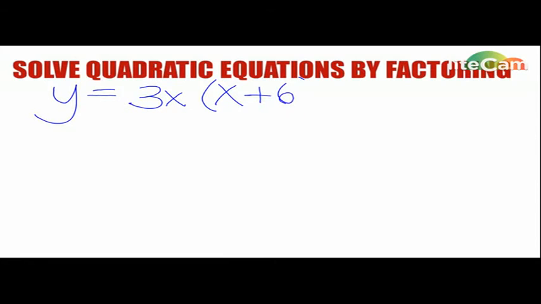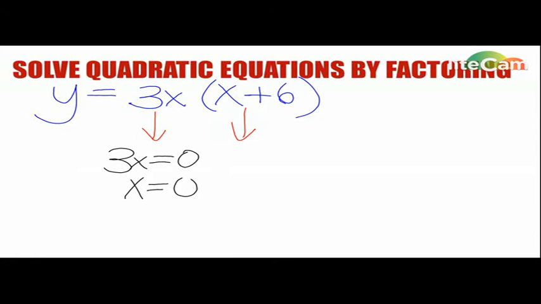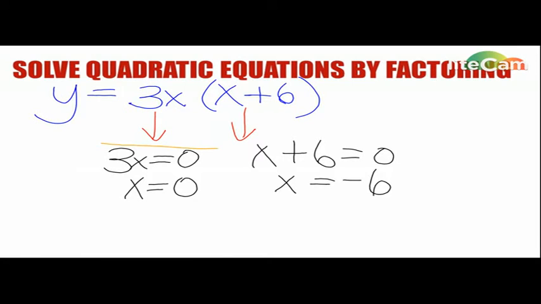Okay, we're going to do this one again because I want you to see it where it equals 0 again. So 3x equals 0, because if you divide by 3, you're still going to get 0. And x plus 6, again, the same one. x equals -6.